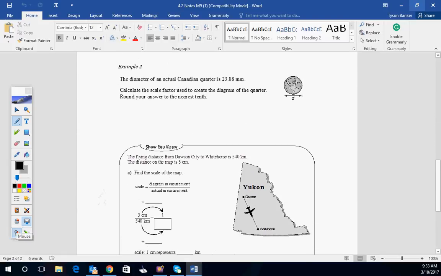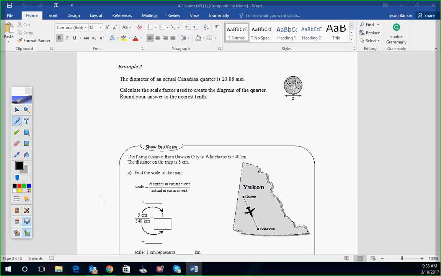We're almost done. Okay, so example 2, the diameter of the actual Canadian quarter is 23.88 millimeters. Calculate the scale factor used to create the diagram of the quarter. Round to the nearest tenth. So I think they want us to measure that. Okay, so let's get a ruler here real quick. I'm going to have to measure on their paper. I can't measure on the projector. That won't be right.